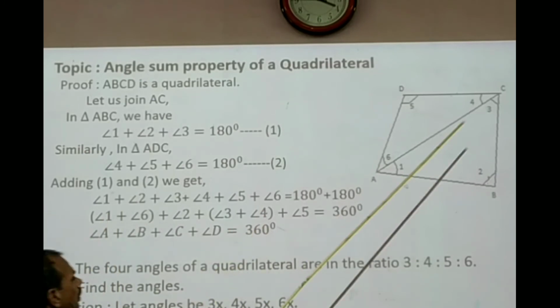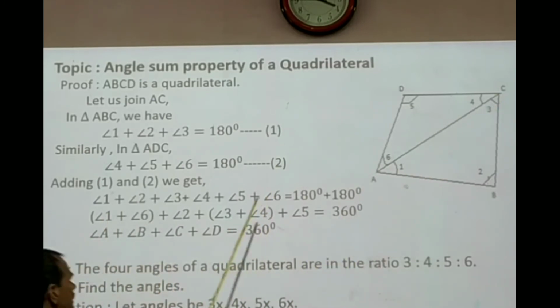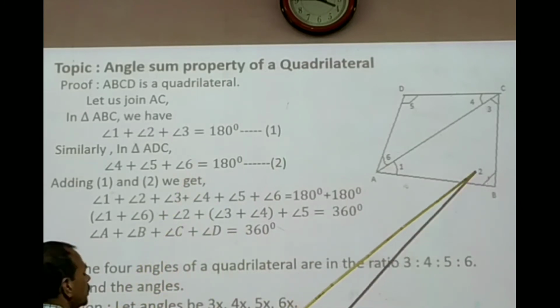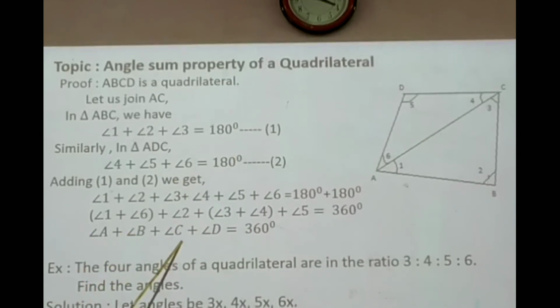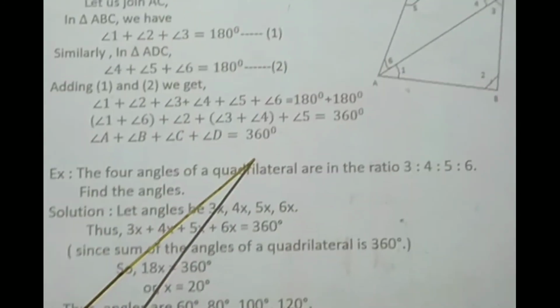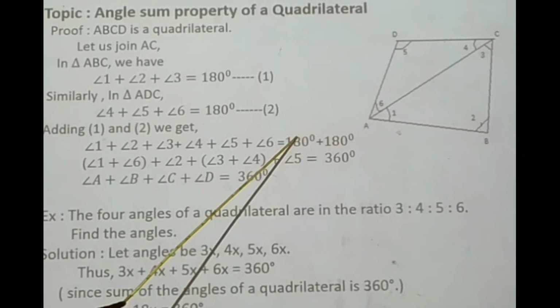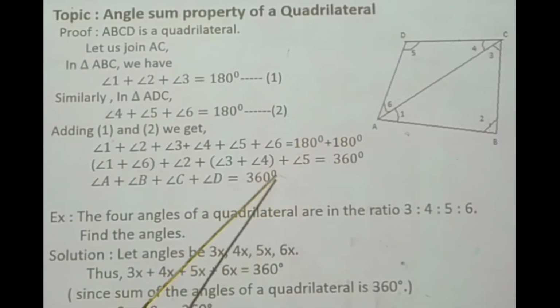And 3 plus 4, 3 plus 10, you will get angle C. Make the remaining the same. Angle 2 is angle B. You will get angle A plus angle B plus angle C plus angle D is equal to 180 degrees. 180 plus 180 is equal to 360. So you get 360. Understood? It means the sum of the angles of a quadrilateral is 360.